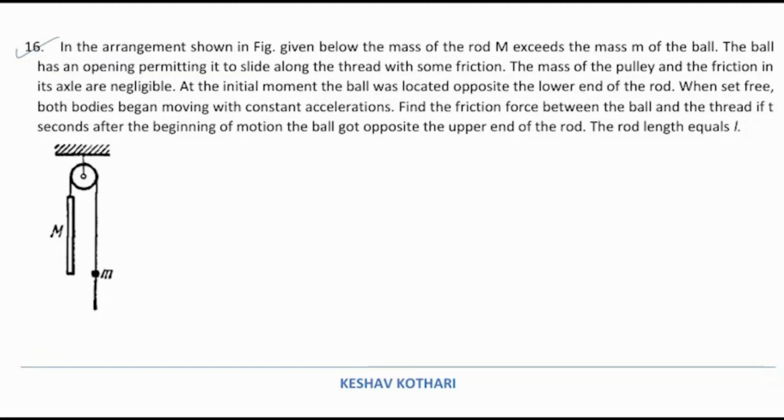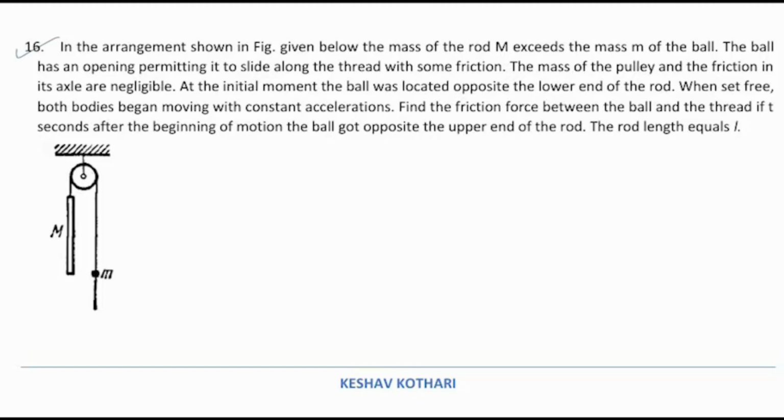In the arrangement shown in the figure given below, the mass of the rod capital M exceeds the mass small m of the ball. The ball has an opening permitting it to slide along the thread with some friction. The mass of the pulley and the friction in its axle are negligible. At the initial moment, the ball was located opposite the lower end of the rod. When set free, both bodies began moving with constant accelerations.